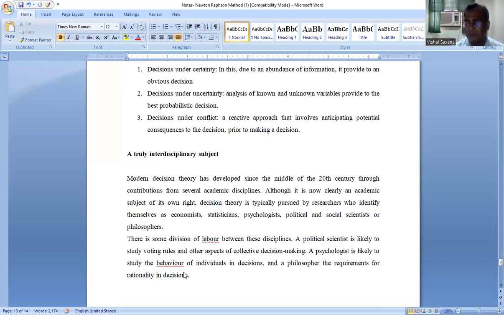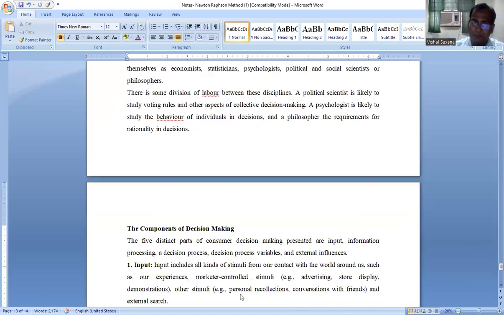So now we are just dividing the different areas in which the decision maker makes decisions. A political scientist is likely to study voting rules and other aspects of collective decision making, while a psychologist is likely to study the behavior of individuals in decisions, and a philosopher the requirements for rationality in decisions. Philosopher means the requirements he has to set for rationality in the decisions, and the components of decision making.